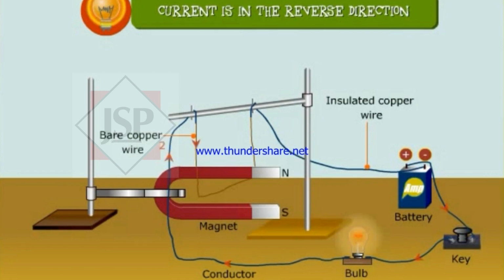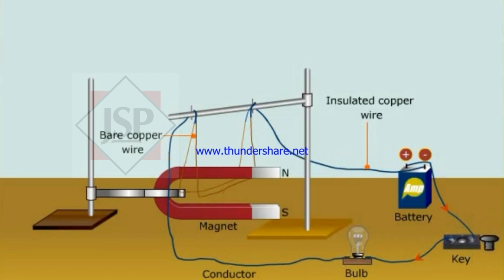What do you observe? The conductor moves in the opposite direction. What happens to the conductor when the current is switched off? The conductor does not move. This indicates that no force is exerted on the conductor placed in a magnetic field when the current is switched off, while force is exerted on the conductor placed in a magnetic field when the current is switched on.